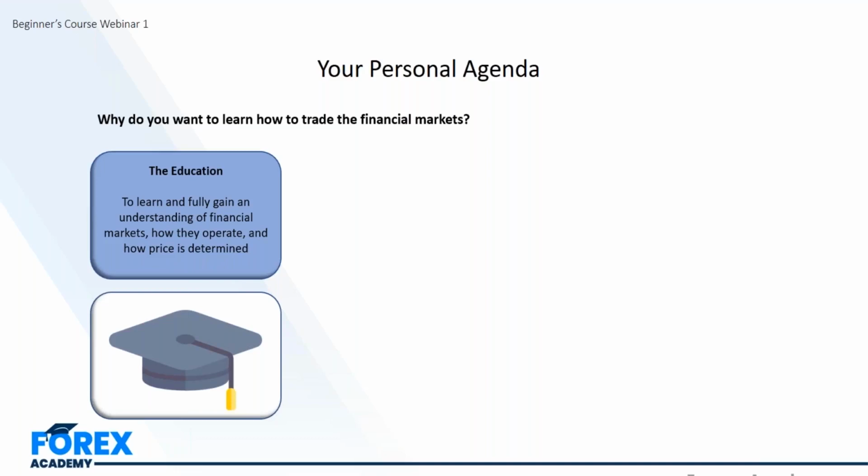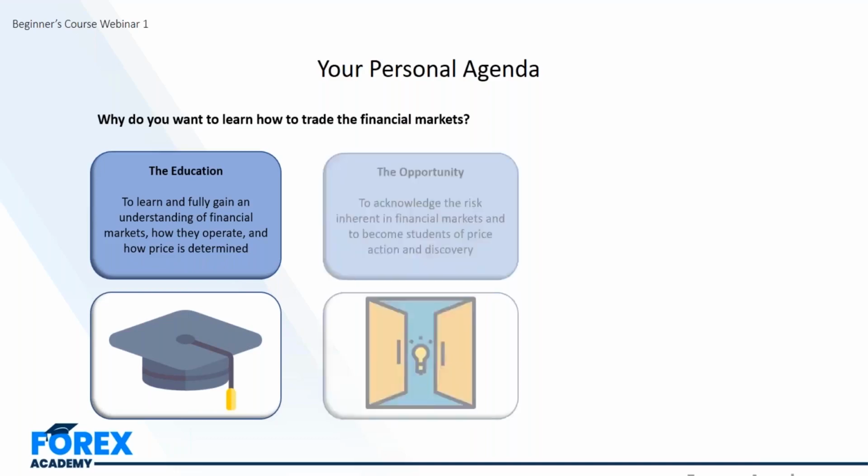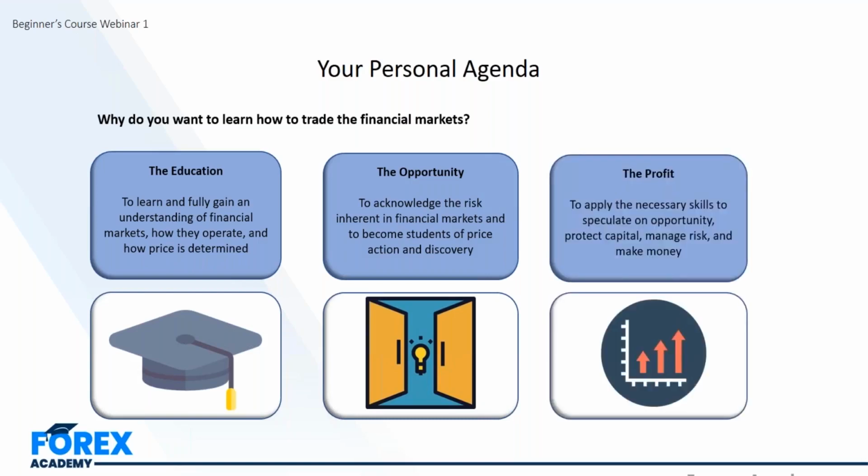course. Of course, the opportunity, we know that there is risk inherent in financial trading, but it is within this risk, this opportunity, that allows us to involve ourselves as retail traders and eventually profit. And that, of course, leads us on to our main, I suppose, agenda as economic agents, even the profit, to apply the necessary skills that we learn as technical traders and fundamental traders to speculate on opportunities whilst protecting capital, managing risk, and of course, making money.